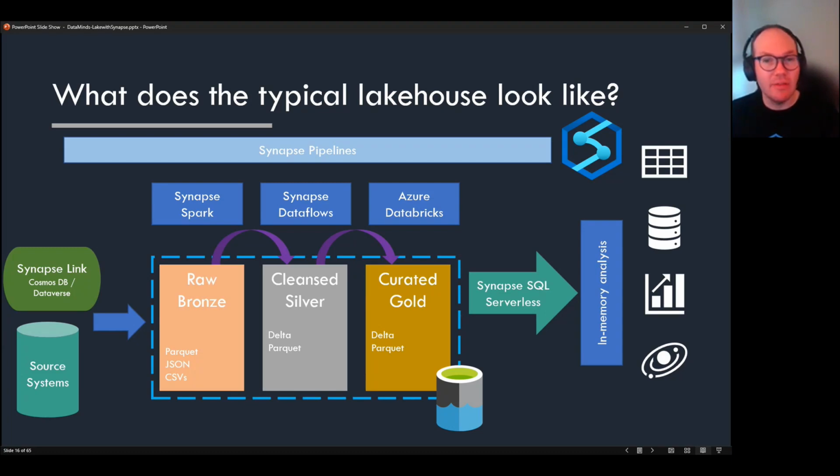This works very similar to the way clustered column store indexes work, or column store indexes work in any database technology. In SQL Server, you'll probably be familiar with clustered column store indexes.